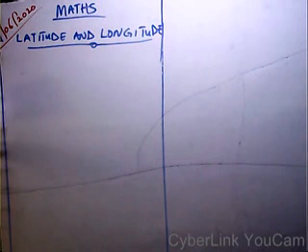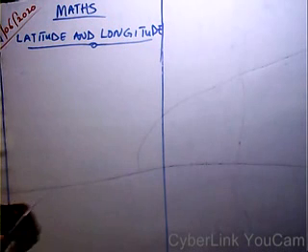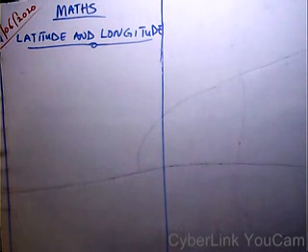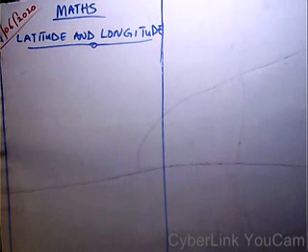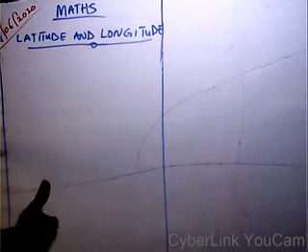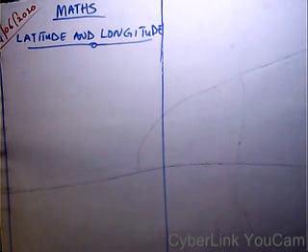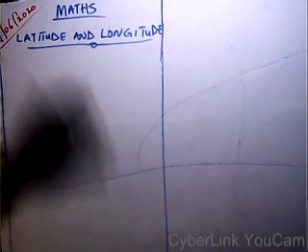Inshallah, this morning we want to look at latitude and longitude. You know that latitude is an imaginary line that runs from the west to the east, or from the east to the west, as the case may be. While the longitude is the imaginary line that runs from the north to the south.